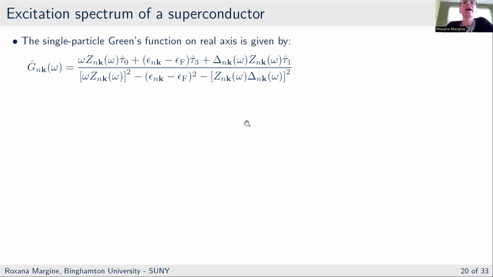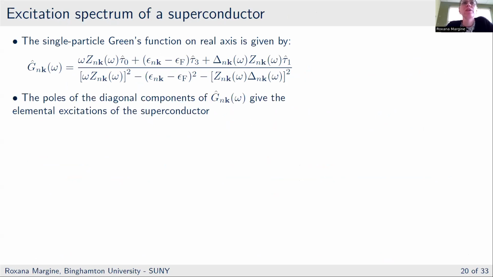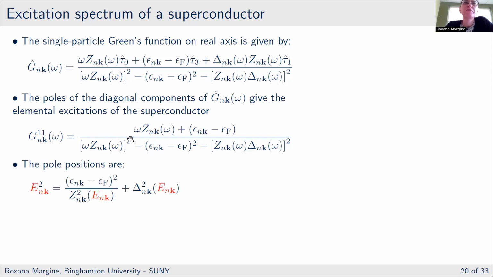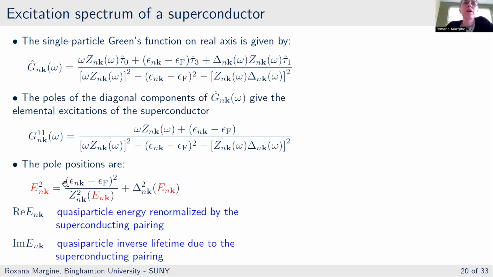Now that we have the quantities on the real frequency axis, we can, for instance, look at the excitation spectra if we look at the poles of the diagonal components of G. If we take one of the diagonal components of G, this will be G11. The poles of this function give the elementary excitations of the superconductor. Again, this is something you saw yesterday. Since now we have a complex pole, the real part will describe the quasiparticle energy renormalization by the superconducting pairing, while the imaginary part of E_nk describes the quasiparticle inverse lifetime due to the superconducting pairing.